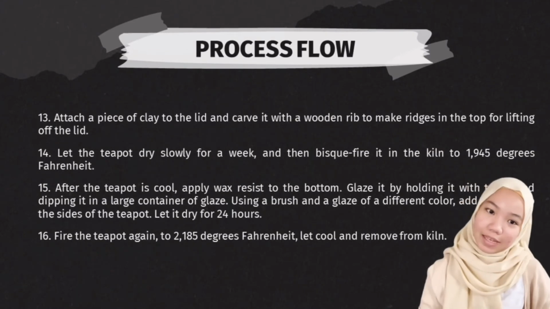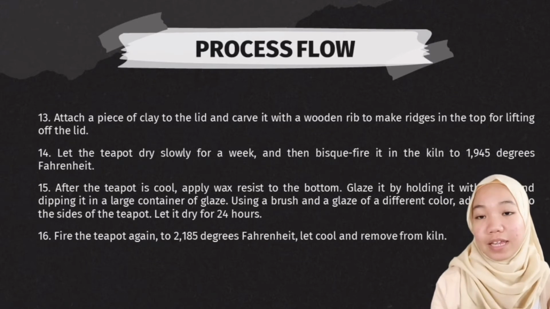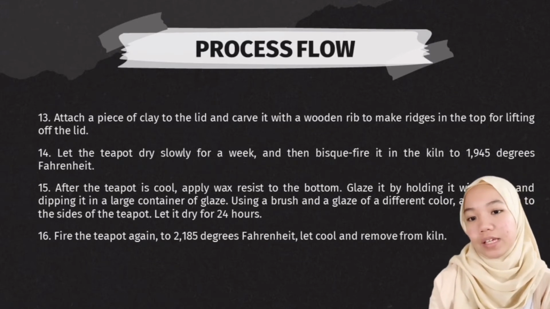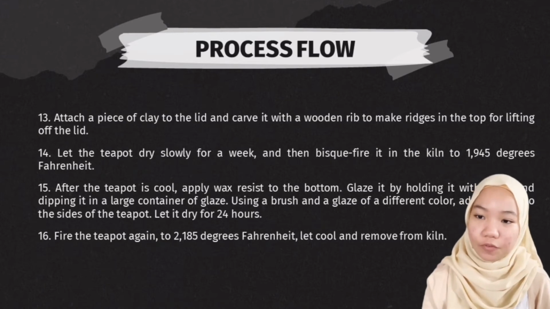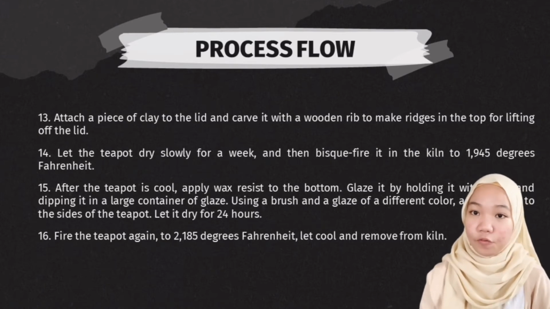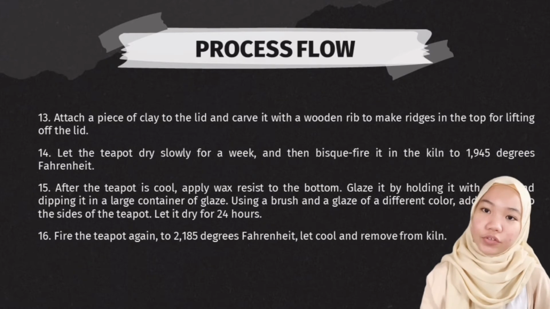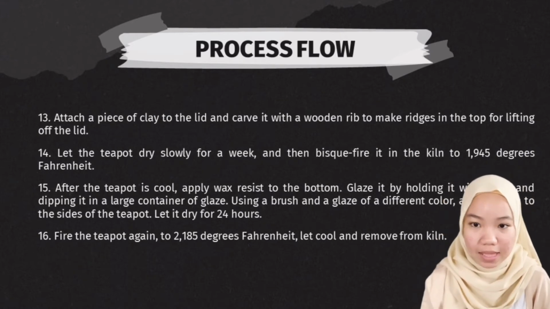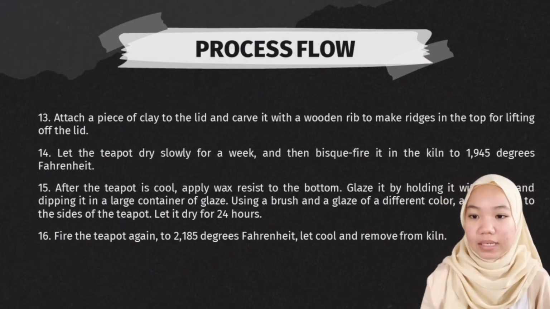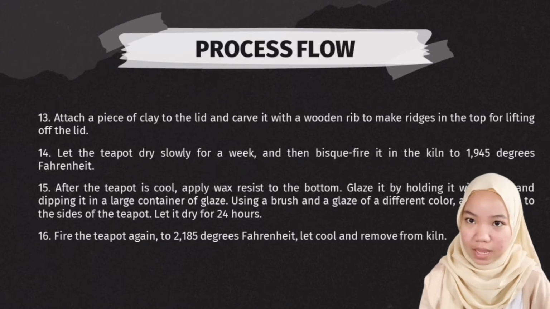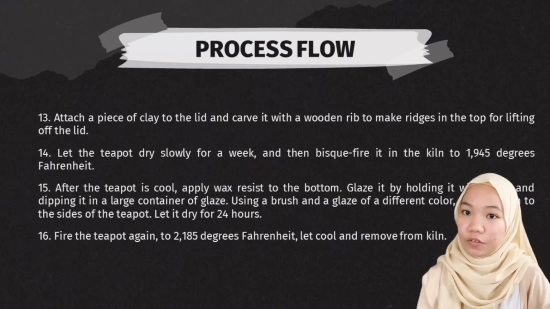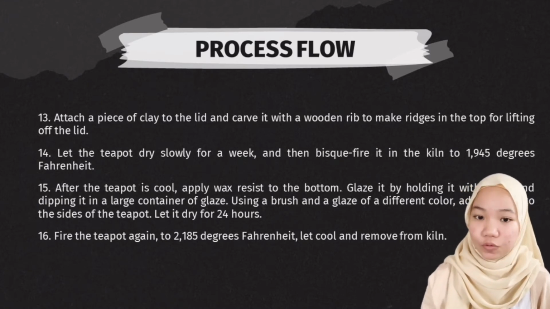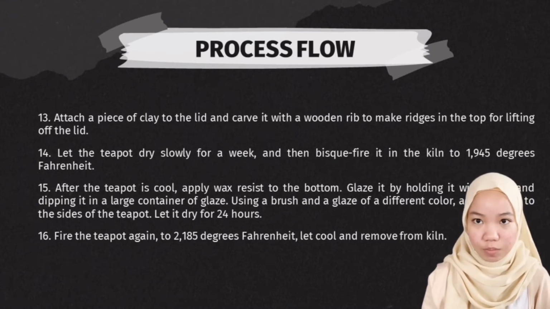Step number 13 is attach a piece of clay to the lid and cover it with a wooden rib to make ridges in the top for lifting of the lid. 14. Let the teapot dry slowly for a week and then bisque fire it in the kiln to 1945 degrees Fahrenheit. 15. After the teapot is cool, apply wax resist to the bottom.